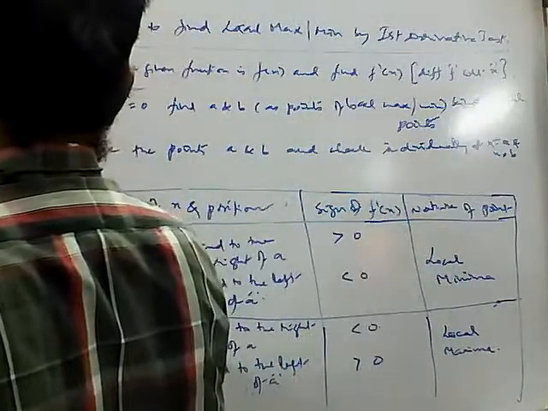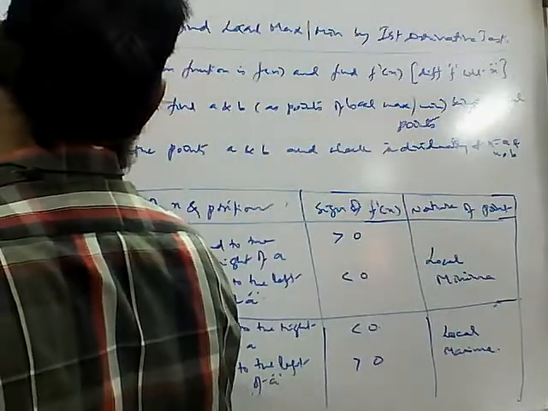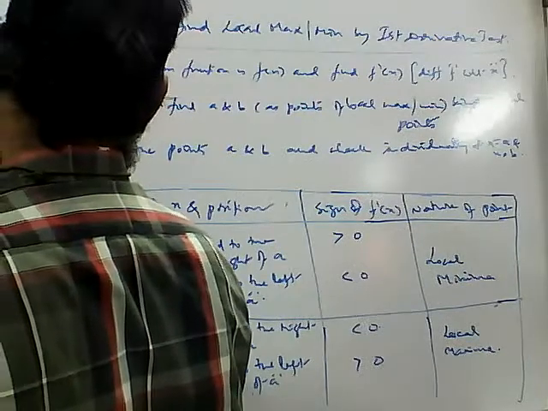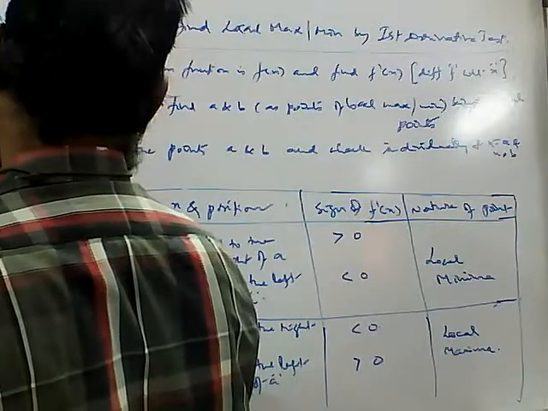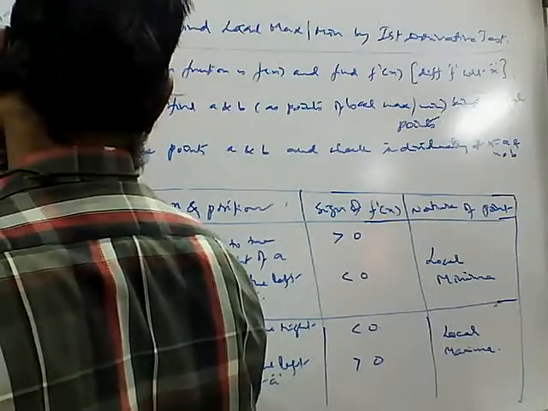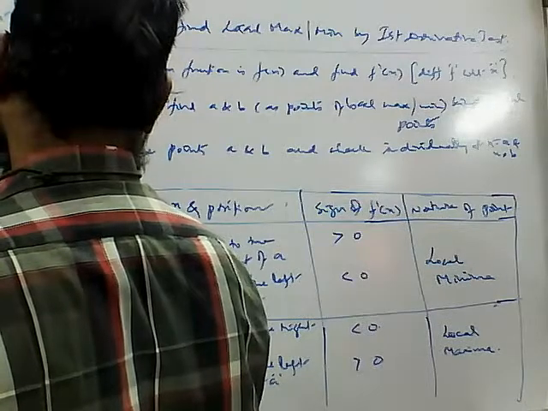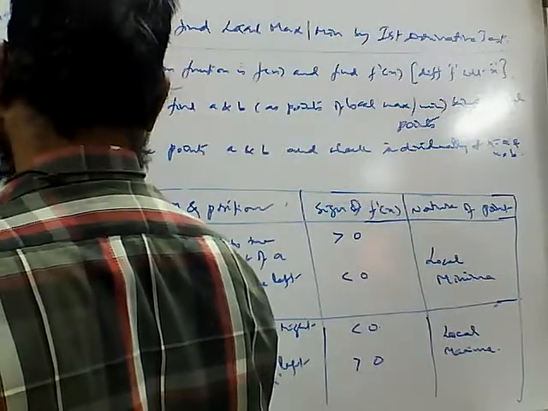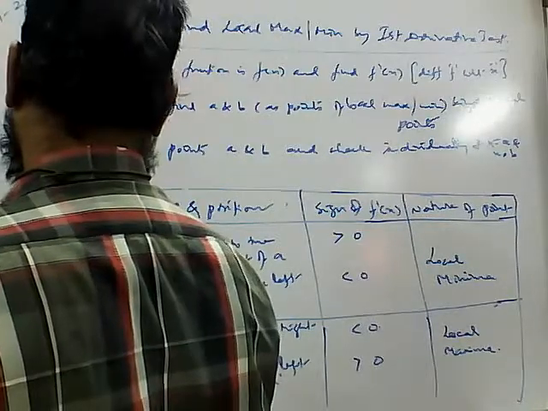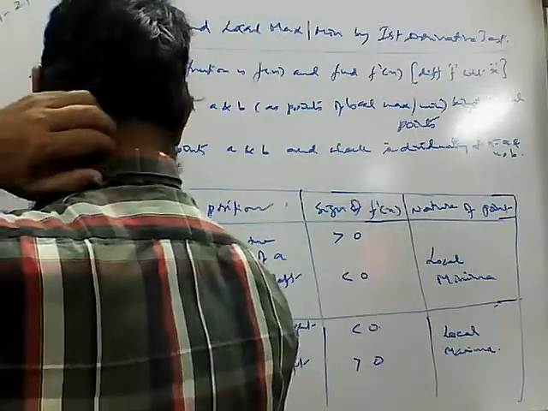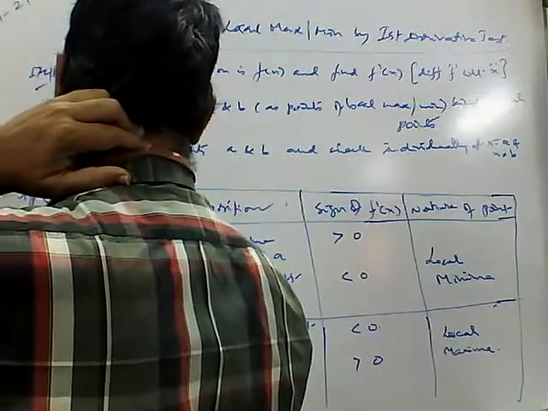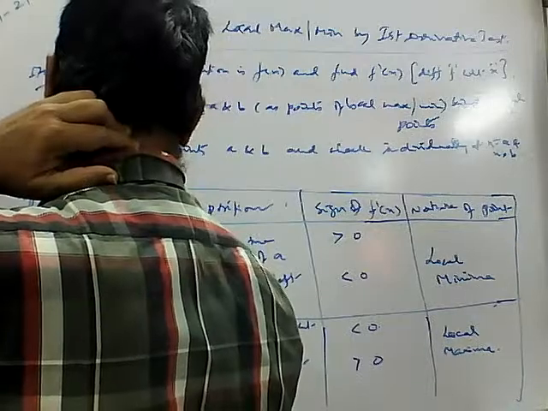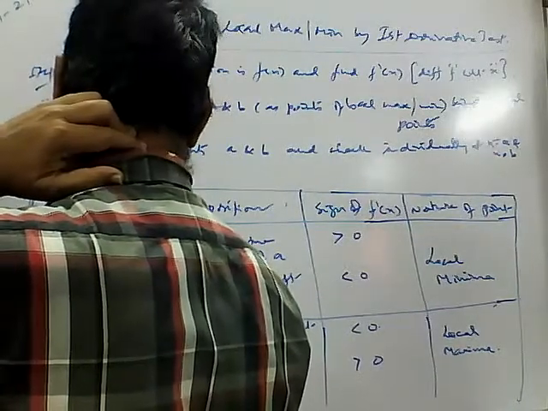Now find the local maximum value or minimum value by putting x equal to a and x equal to b in f of x. As per a and b, we get the local maximum or minimum value.